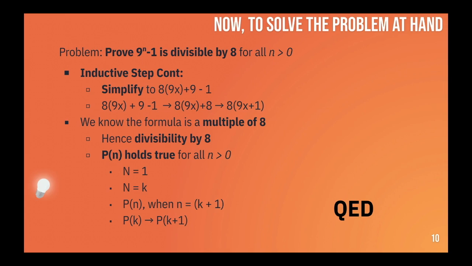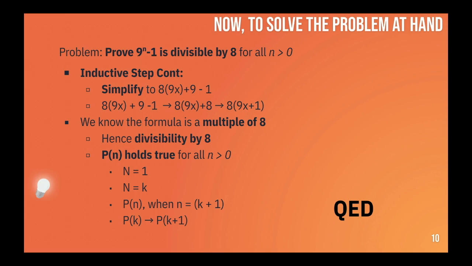Now we have 9 times 8x plus 1 minus 1. We can simplify this to 8 times 9x plus 9 minus 1, because we know that whatever we are solving for must be a multiple of 8. If we do some more simplification, we can see that 8 times 9x plus 9 minus 1 equals 8 times 9x plus 8. Now we can include the plus 8 inside of the parentheses. Now the equation will become 8 times 9x plus 1.